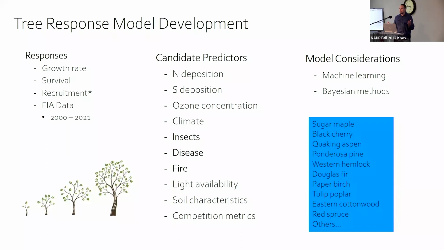Light availability is also very important for tree growth. Some of that has been brought into play using these competition metrics, but we're going to specify that directly in the model. And also various aspects of soil characteristics that are available now nationally with the SSURGO and STATSGO databases. In terms of the modeling framework, we're considering machine learning, and there's also interest in exploring Bayesian methods as well. Right now we're looking at 10 focal species, but once we get through the whole database, there should be enough data for at least 100 or so tree species.